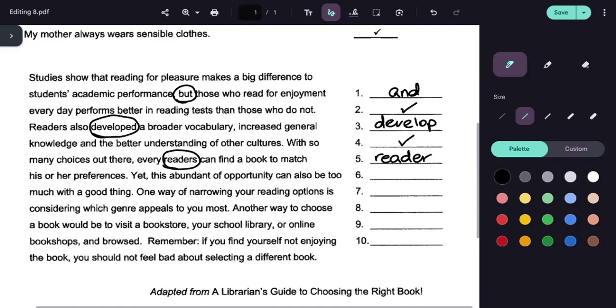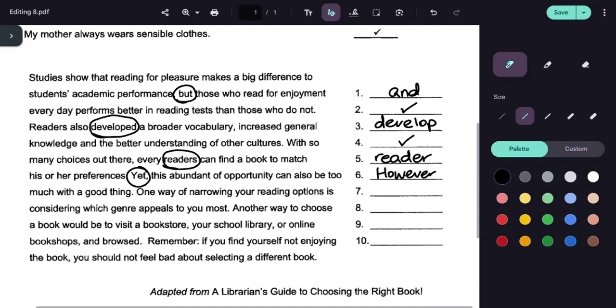Okay, now let me go on to number six. "Yet this abundance of opportunity can also be too much with a good thing." Okay, there should be "however." If you write it with a small letter h, it will be wrong as well.